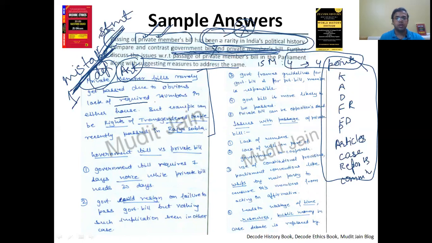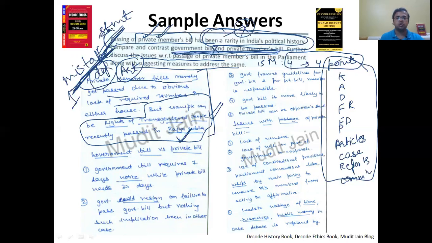Then I mentioned a news background. I don't know the year when I wrote this answer, but that year, the rights of transgender people bill was passed in Rajya Sabha, and it was a private member bill. As I already told, almost 90-95% of questions are somewhere or other linked with current affairs. A question is asked, according to me, only when something related to it has happened recently. So always remember to write the news background.